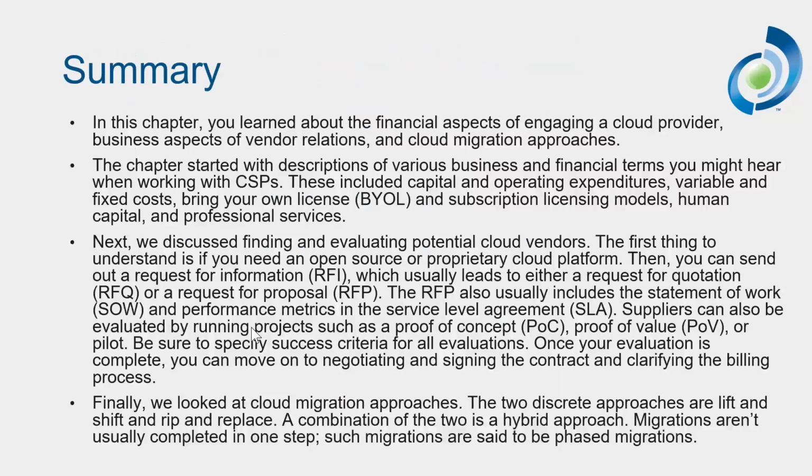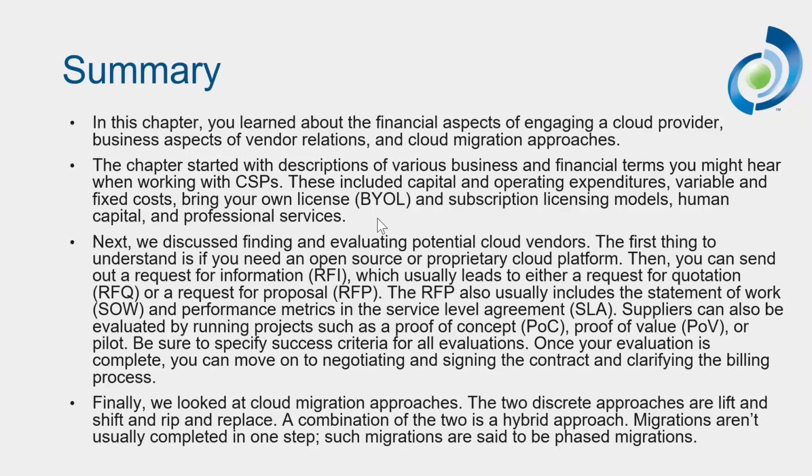All right. So in this chapter, we learned about financial aspects of engaging a cloud provider, business aspects of vendor relations, and cloud migration approaches. The chapter started with description of various business and financial terms that you might hear when you're working with CSPs. These included capital and operating expenditures, variable and fixed cost, bring your own license and subscription license models, human capital, and professional services. And I like the way they say that there. These are financial terms. In some cases, this is just vocabulary, and it's to make sure that you're speaking the same language as your business is.